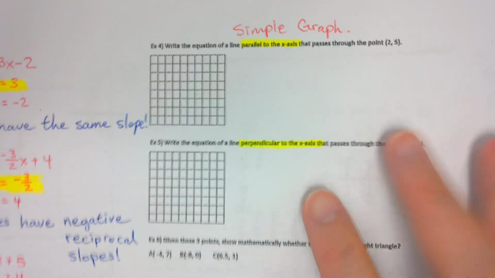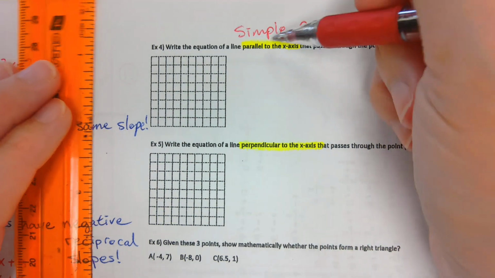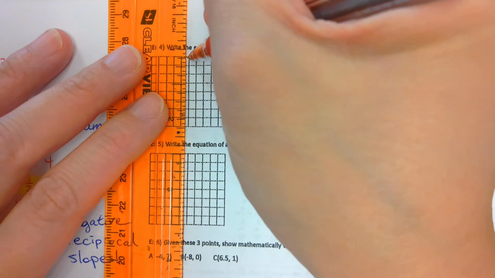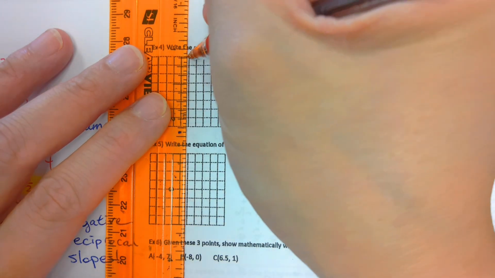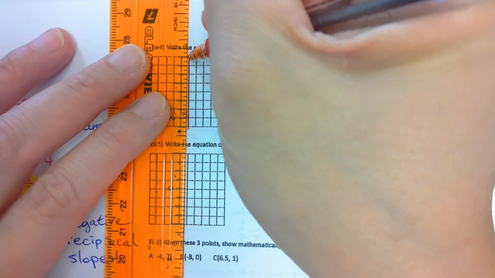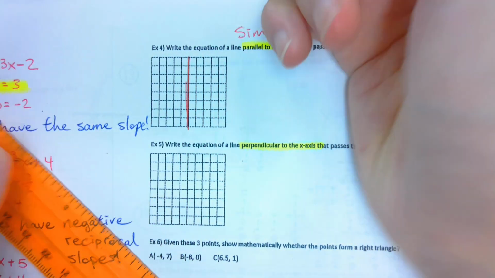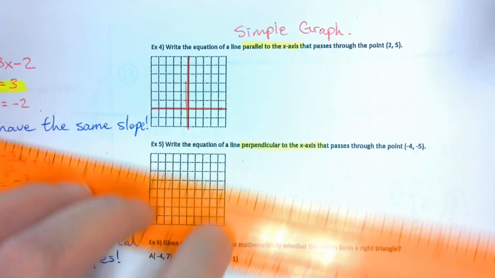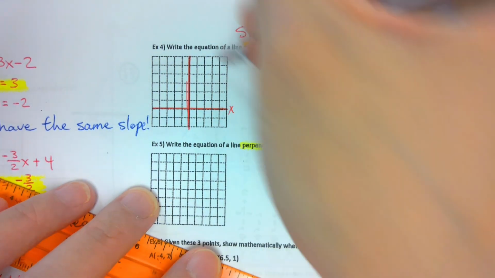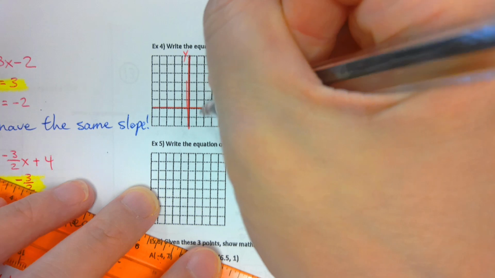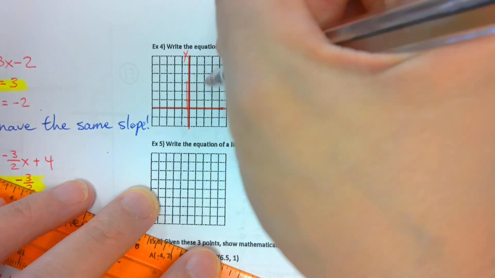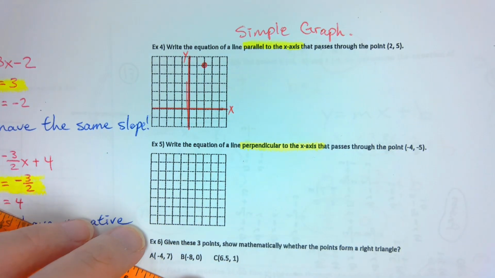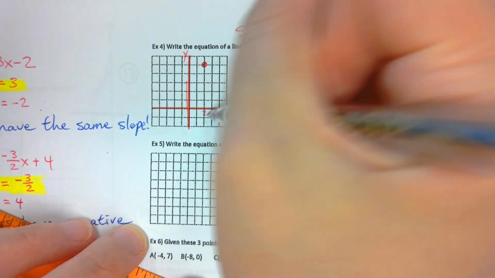So parallel to the x-axis and goes through that point. So let's say here, whoopsie. Okay, so there is my axis, x and y axis, and the point (2, 5). 1, 2, 3, 4, 5. (2, 5).